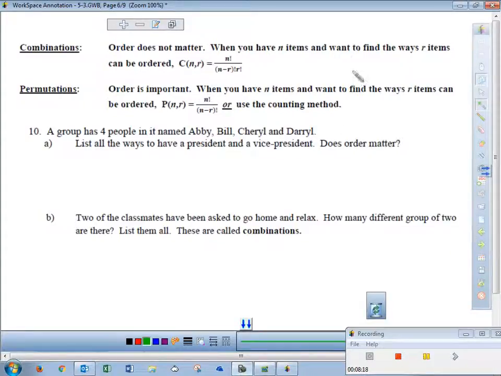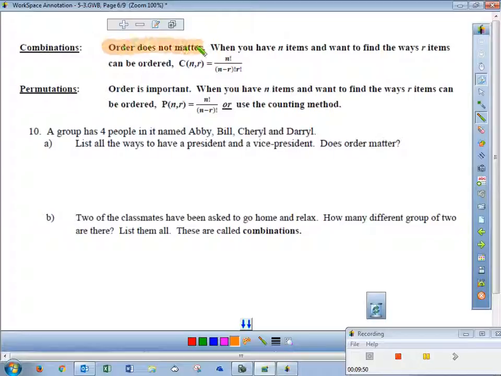All right, more in depth with combinations and permutations. We've got these fancy schmancy formulas here. And the big thing to remember is who's who. A combination, order doesn't matter. We'll kind of talk about that as we go through the problems. And in a permutation, order is important.